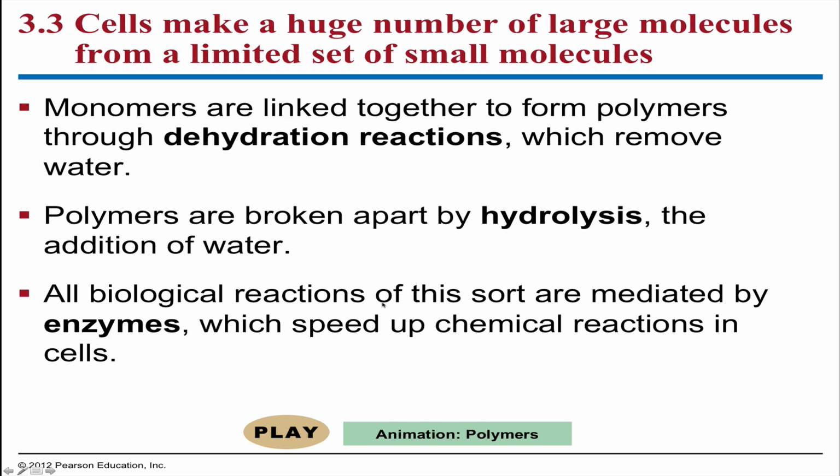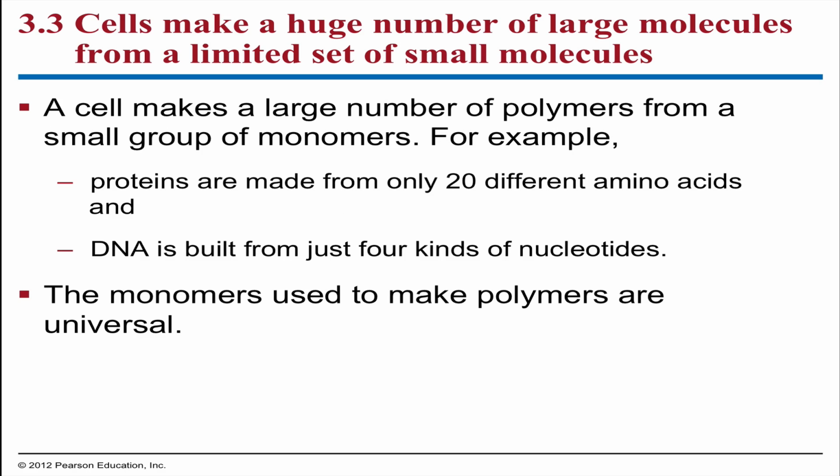So all biological reactions of this sort are mediated by enzymes. Enzymes, again, are proteins that just speed up chemical reactions. They help the reaction go through faster. So a cell makes a large number of polymers from a small group of monomers. For example, proteins. There are only 20 different amino acids, and the quantity and the way that these amino acids are arranged make all the different types of proteins that we find in our body.